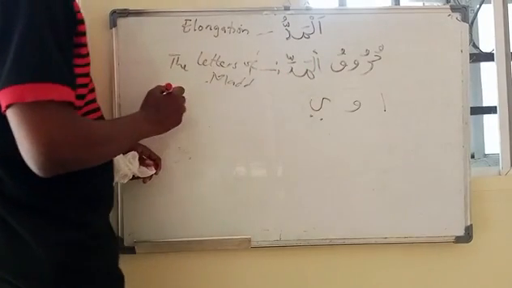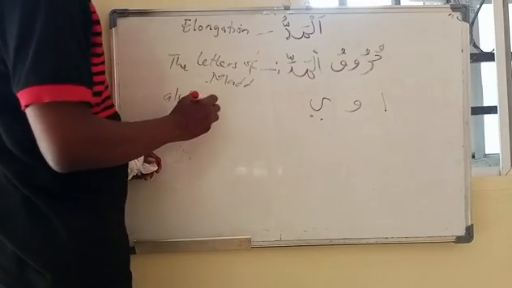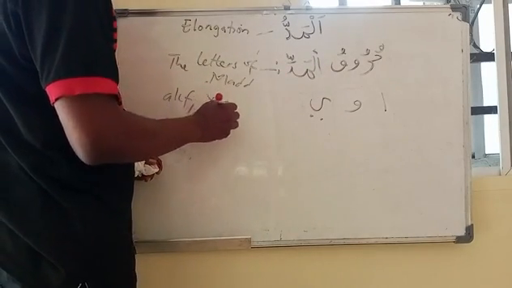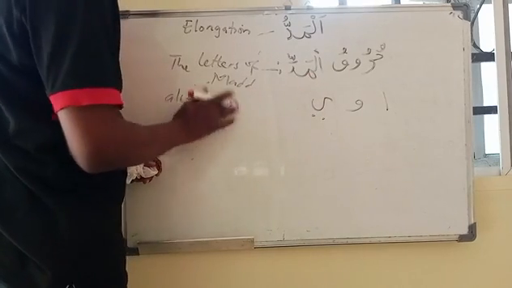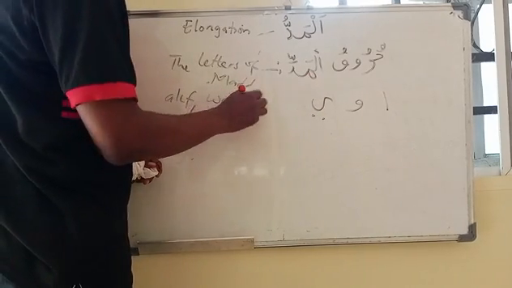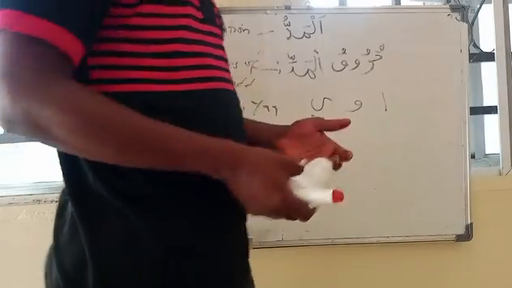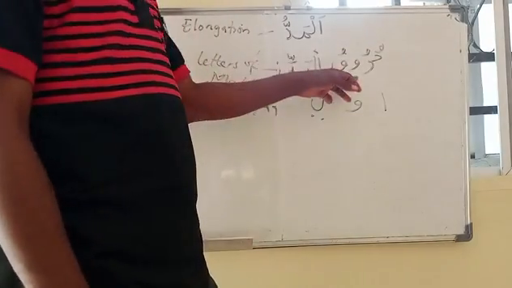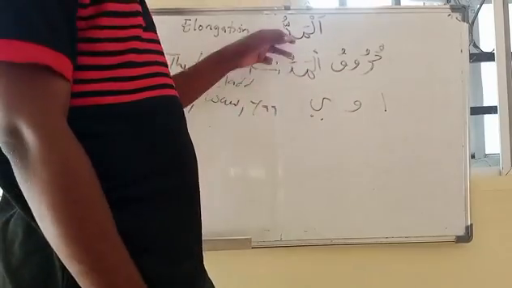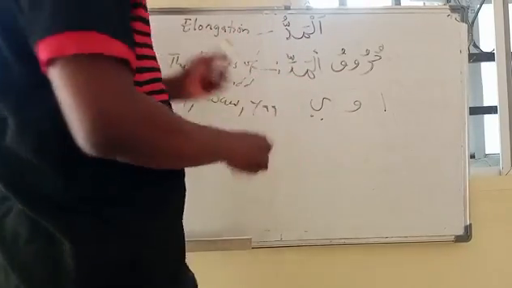That is alif, waw, and ya. So these are the three letters used in elongation, which we call the huruf al-madd, the letters of al-madd. So al-madd is elongation. So this is understood.